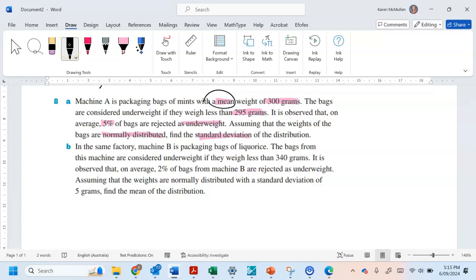So let's do a quick sketch of our normal distribution. So the mean goes in the middle. So there it is, 300. And the bags are considered underweight if they weigh less than 295. And it is observed that 5% are underweight. So 295, and that's 0.05. And we have to find out what the standard deviation is. So using the Z-score again, Z is equal to X minus the mean over the standard deviation. I'm going to calculate Z first by using inverse normal, and then I'm going to substitute everything in.